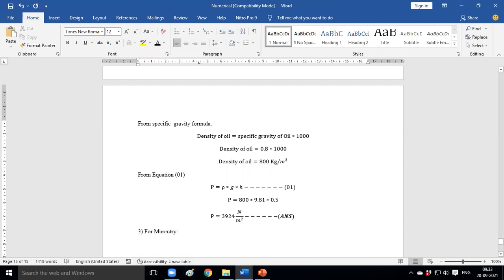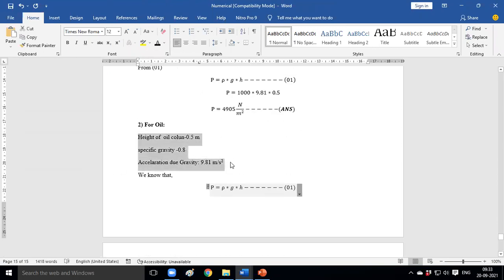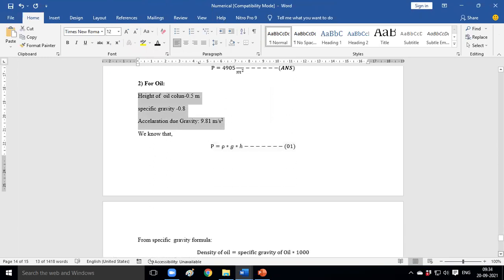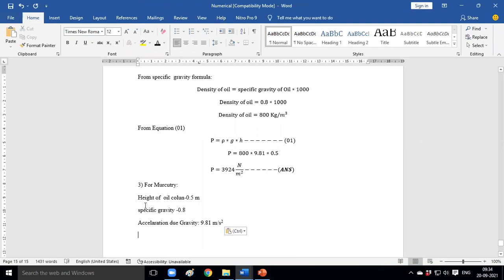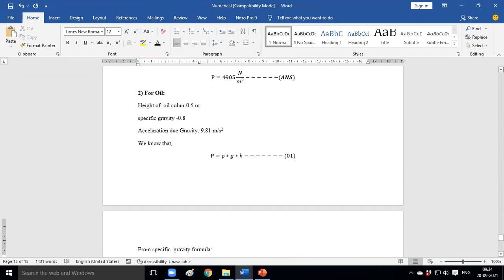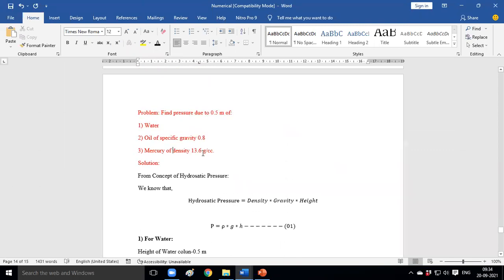In the case of mercury, again we need to find the given data for mercury, because it is different for each and every fluid. Only the value of density is different. The height of all three liquids will be the same. Height of mercury column: how much? Again 0.5 meter. Is the specific gravity or density mentioned in the numerical for mercury?